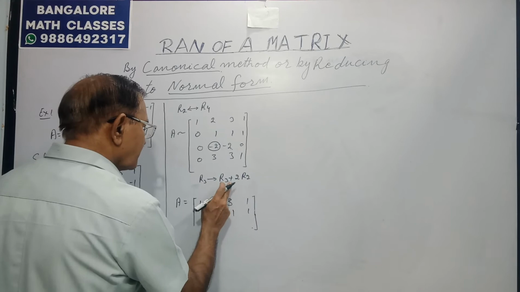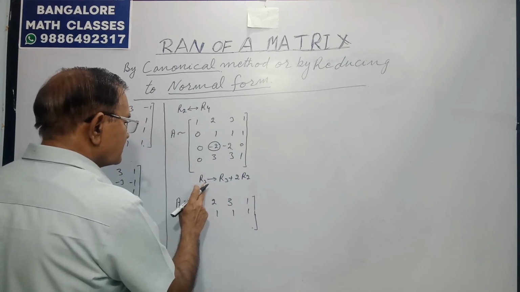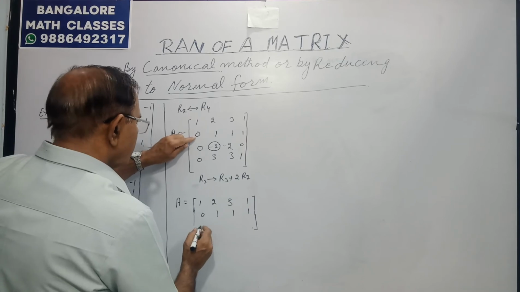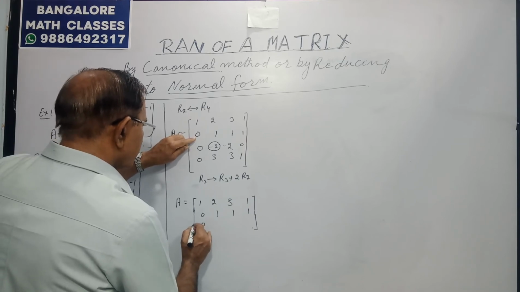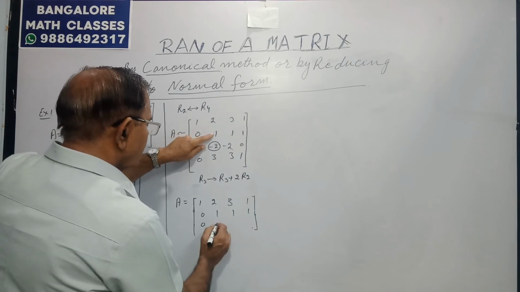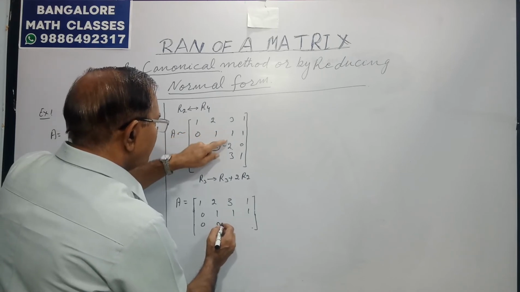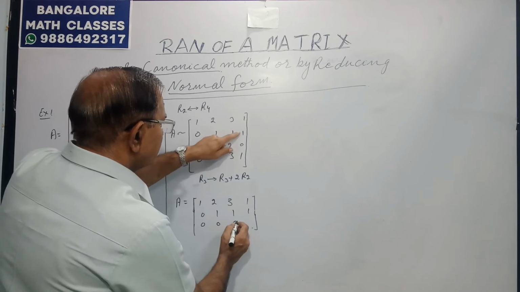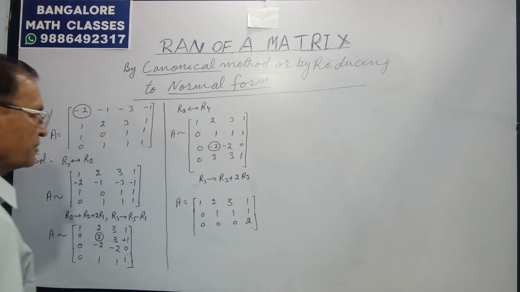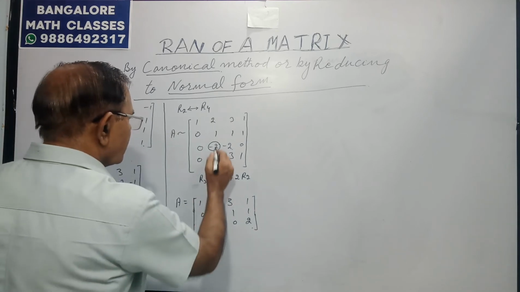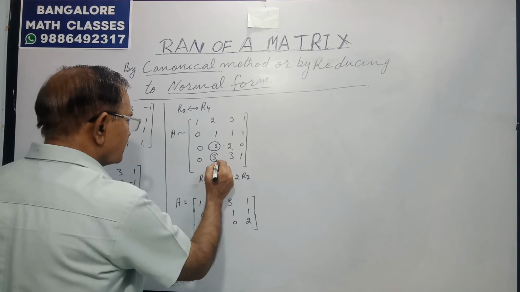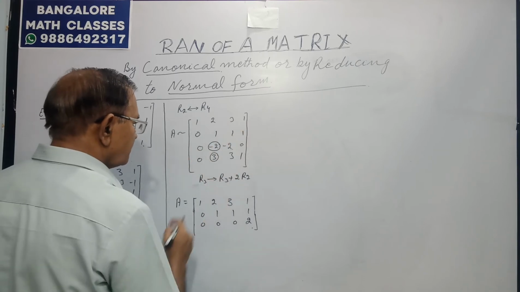But not silent for R3. I want R3 plus double of R2. Double of R2 add. This is what I get. Here also, below 1 I want 0, because I want a lower zero triangle. We also call it the upper triangle.